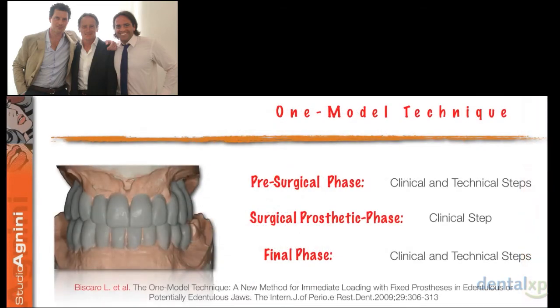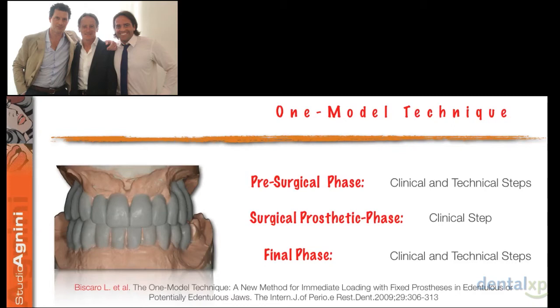What we're going to use for this patient is a technique that we have been routinely using for about 6 years. It is called the one model technique, a technique taken from a former president of the Italian Academy of Prosthodontics, Leonello Biscaro. This technique is divided in 3 phases: the pre-surgical phase, a surgical prosthetic phase, and the final phase. As you can see, the clinical and the technical steps always go next to each other.